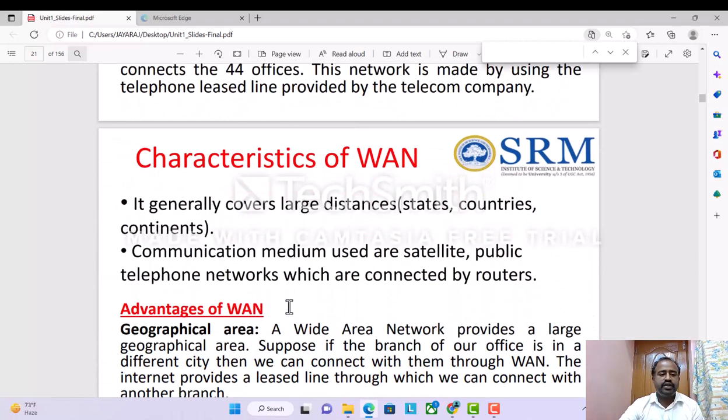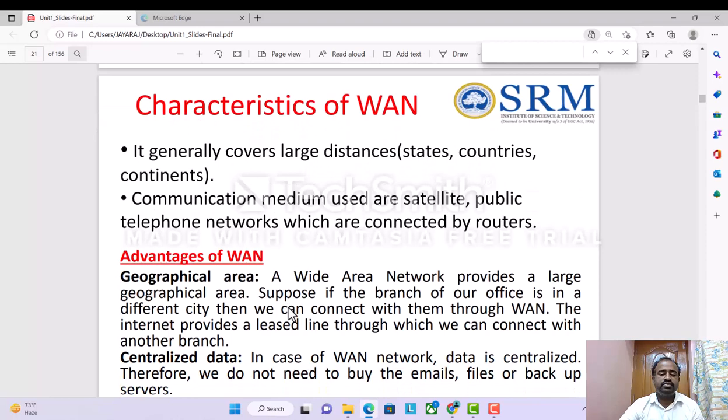Then various characteristics of WAN. It generally covers large distances, states, countries, and continents, as we have discussed. Then advantages: it covers more geographical area. See, if the branches of our office are in different cities, for example, if you are working in Chennai and your office is in Mumbai, we can connect the systems through WAN, but it is not possible with your LAN or MAN. For that, we need to have a leased line connection to the other branch.